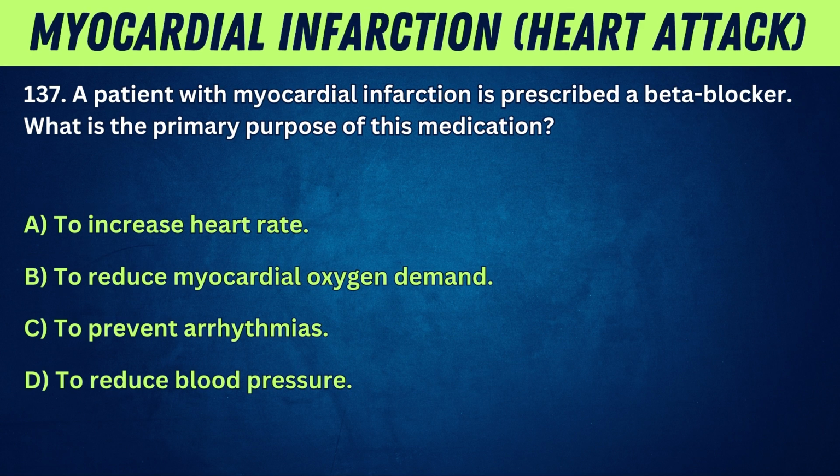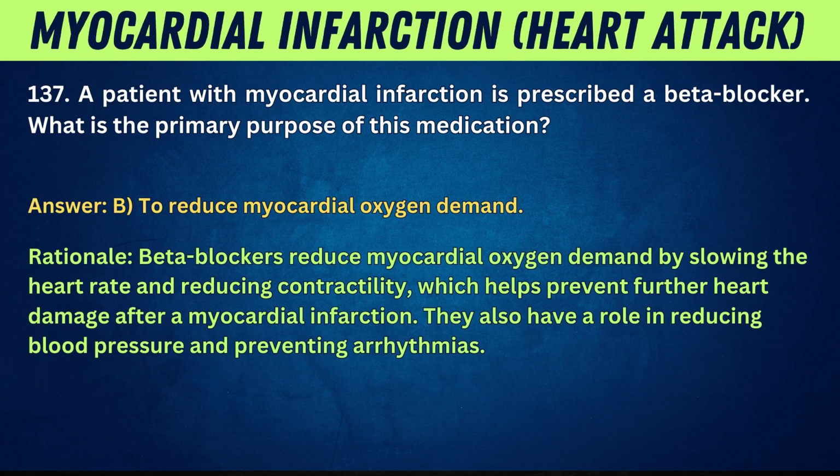137. A patient with myocardial infarction is prescribed a beta blocker. What is the primary purpose of this medication? A. To increase heart rate. B. To reduce myocardial oxygen demand. C. To prevent arrhythmias. D. To reduce blood pressure. Answer: B. To reduce myocardial oxygen demand. Rationale: beta blockers reduce myocardial oxygen demand by slowing the heart rate and reducing contractility, which helps prevent further heart damage after a myocardial infarction. They also have a role in reducing blood pressure and preventing arrhythmias.